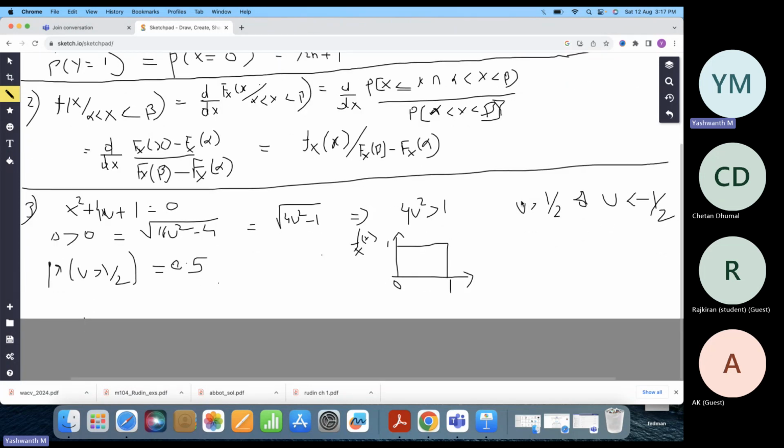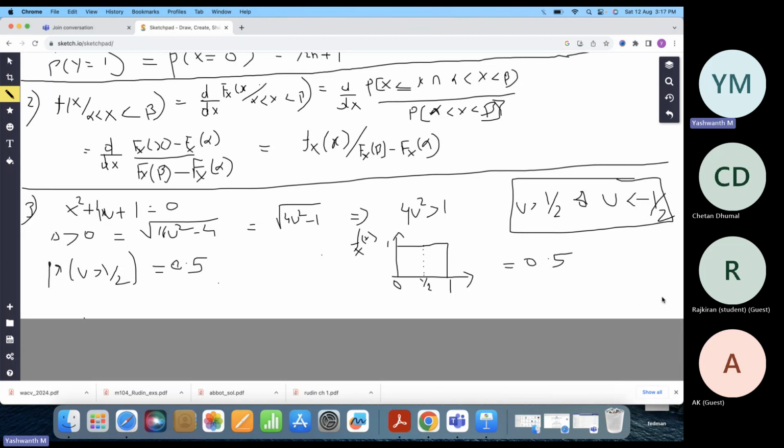So you get u to be greater than 1 by 2, right? Or u to be less than minus 1 by 2. U less than minus 1 by 2 you will never encounter because your support is between 0 to 1, right? What is the probability that u is greater than 1 by 2? That is 1 by 2, right? That's it.